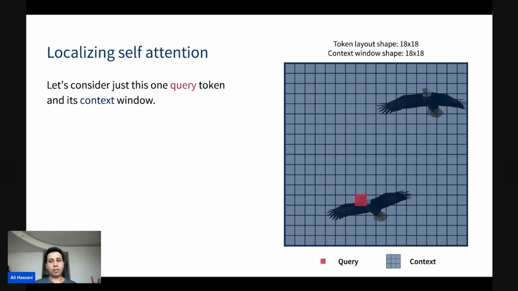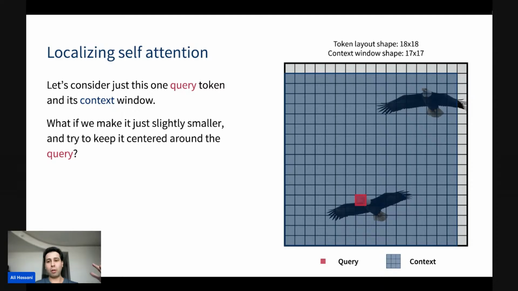Now, what if I want to localize this? I want to introduce sparsity at the dot product level. I want to reduce the number of dot products I do. I want to reduce that O(n squared) complexity. So if I want to use spatial locality to achieve this, I can think of self-attention as some form of local attention, but one where your local window size is just 18 by 18. It's just the whole thing.